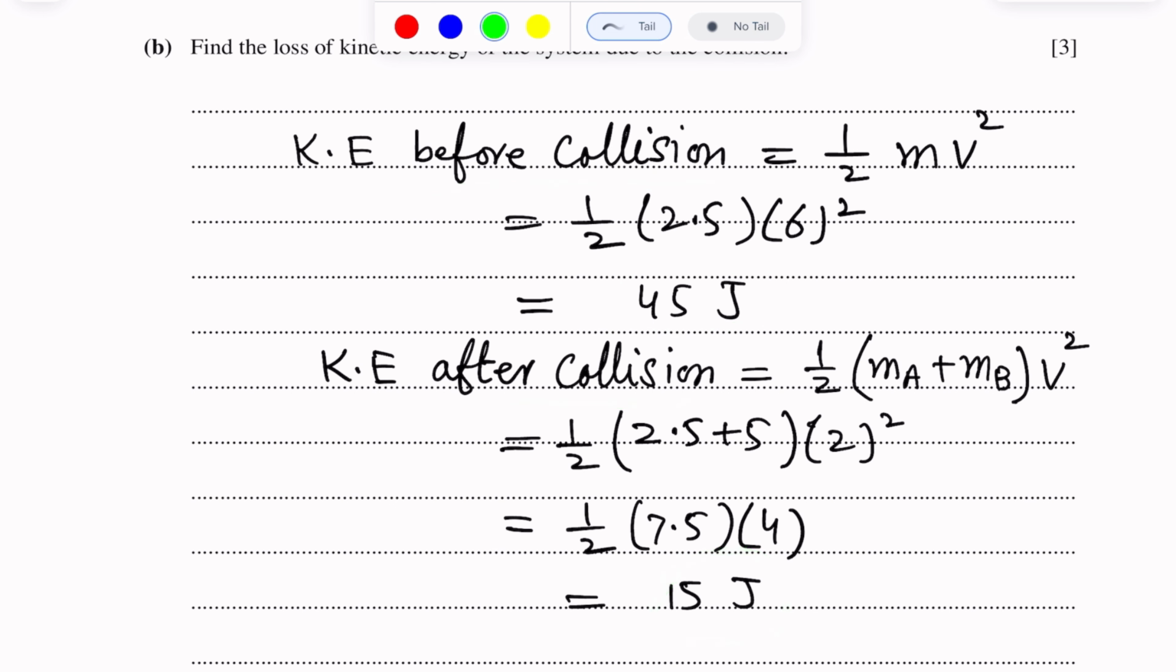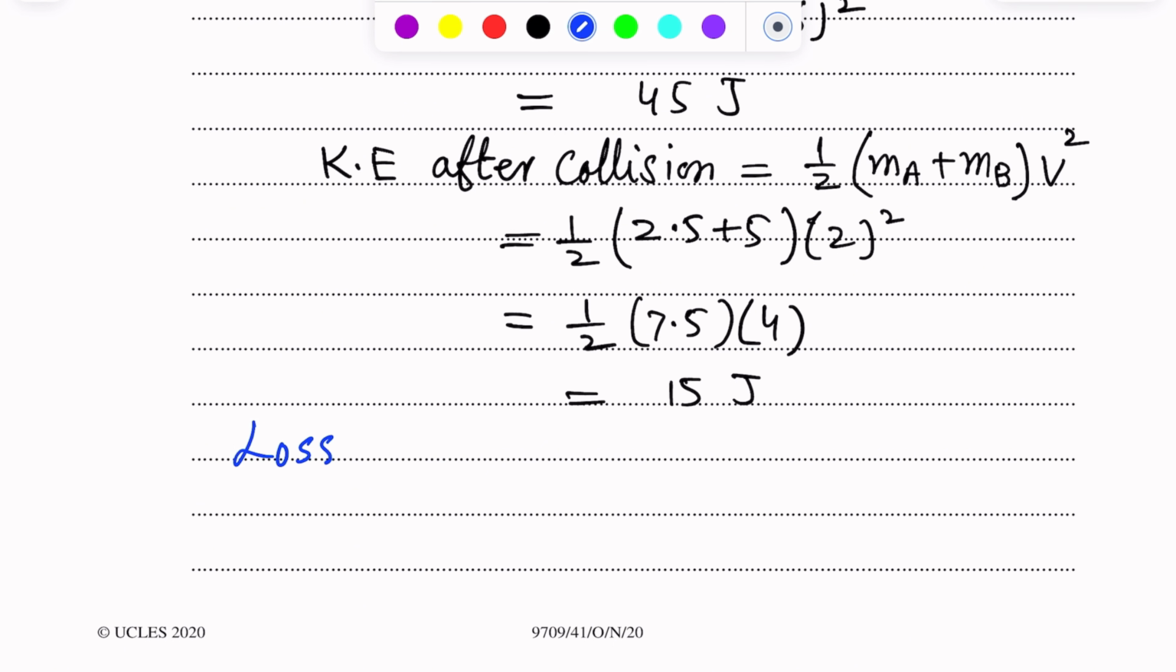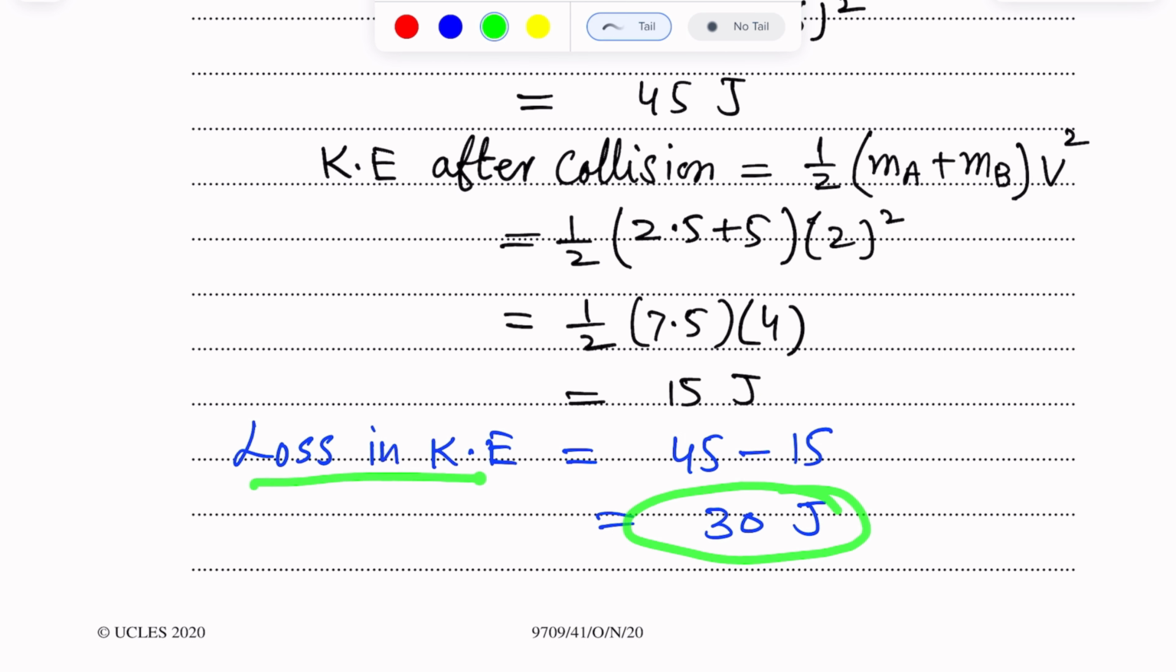So the decrease, or loss in kinetic energy, loss in KE is equal to 45 minus 15, that is equal to 30 joule. This is the answer. This is the loss of kinetic energy.